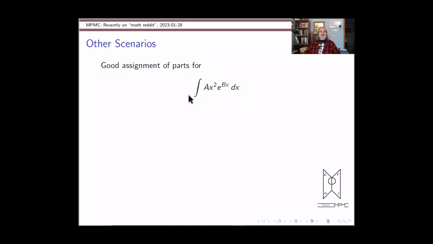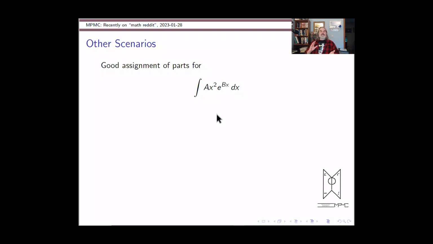Okay, so how about this one? A x squared e to the bx. Okay, cost benefit. We can forget the a, right, because that can get factored out of the integral. So we can trade x squared for its derivative at the cost of trading e to the bx for its antiderivative, or we can trade e to the bx for its derivative at the cost of trading x squared for its antiderivative.